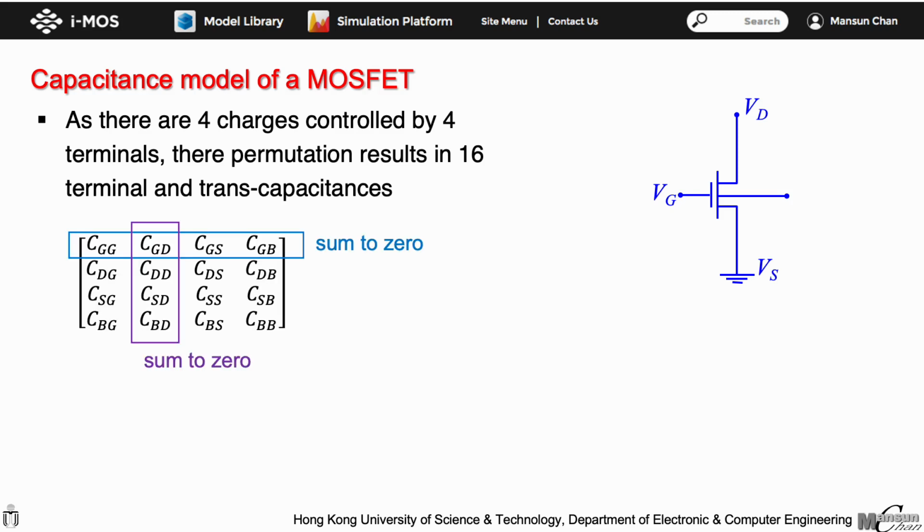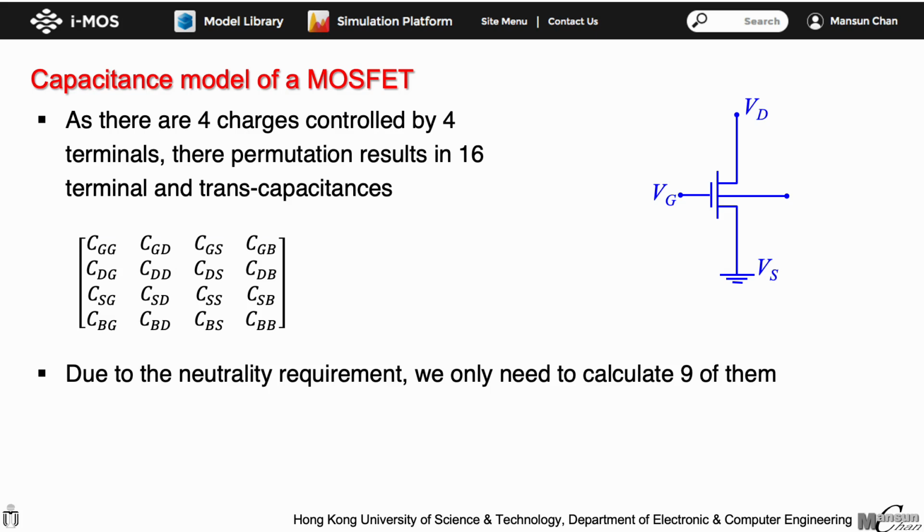It is because if you put all the capacitances into an array form, you will notice that for every row and column, the sum needs to be 0, as we derived earlier. It is also called the charge neutrality requirement. So, we only need to calculate 9 of the capacitances and the rest will be defined. I will not spend the time to derive the capacitances in this presentation, as all the charges have been given in the previous video. Deriving the capacitances by differentiating the charges is just a mechanical exercise.